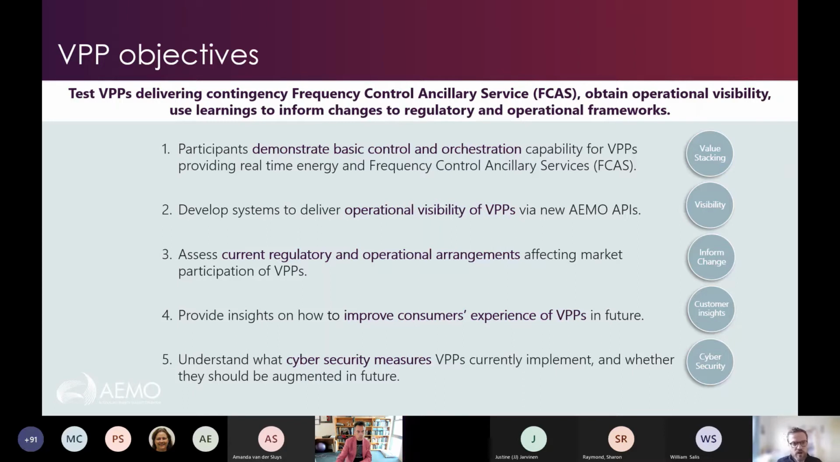Beneath that, there were 5 stated objectives that we published in the final design document. The first one was around value stacking, so really looking to observe how effective VPPs are at delivering contingency FCAS and also responding to real-time energy price signals, and also, if possible, to observe how they're delivering local network support services if that use case were to come up.